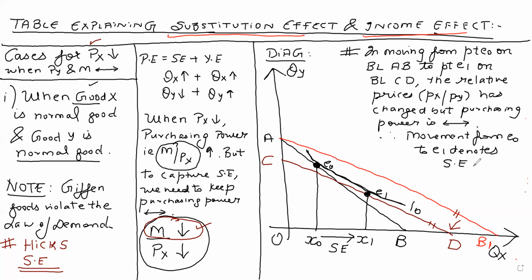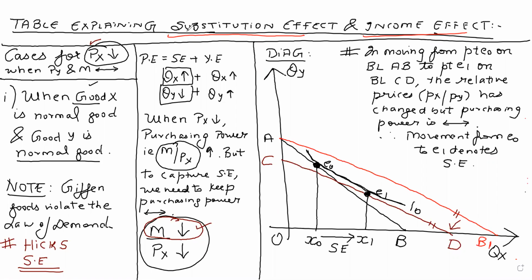And guys, you can clearly see it is matching our table. When the price of good X falls, QX should rise and QY should fall. You can see good X is rising, and if you look at good Y, you can clearly see that in moving from E0 to E1, good Y is falling. Although we are not very interested in looking at good Y, you can see clearly good Y is falling as we are moving from E0 to E1.